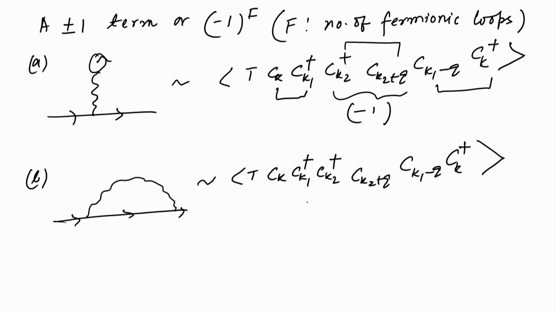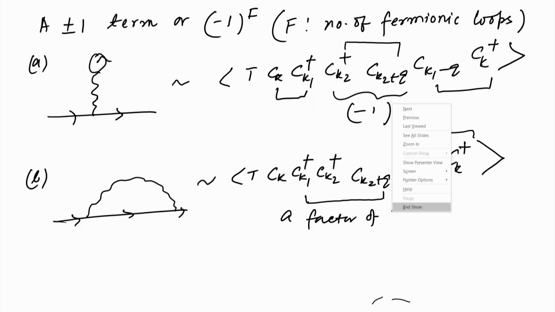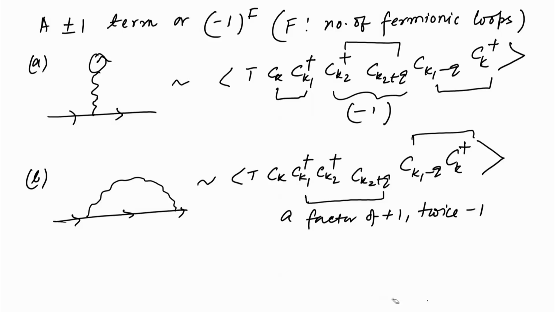Now, this will be one sign, this will be another sign. So, a factor of plus 1, that is twice minus 1. Anyway, one has to keep track of how many swaps one makes, and each time there is a bubble, you are sure to get a minus sign. If there are two bubbles, then one gets a plus sign here.